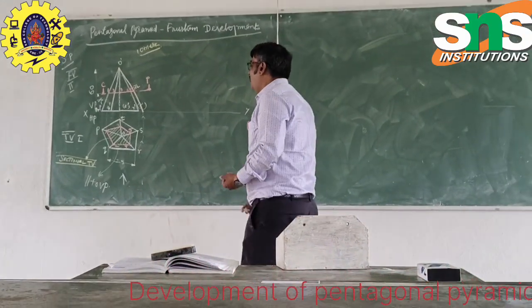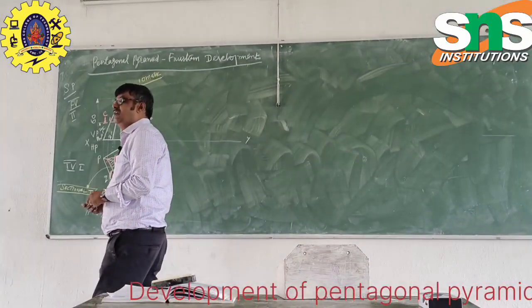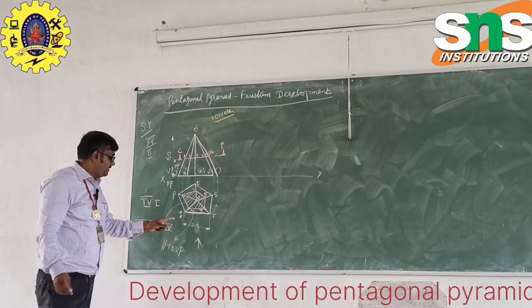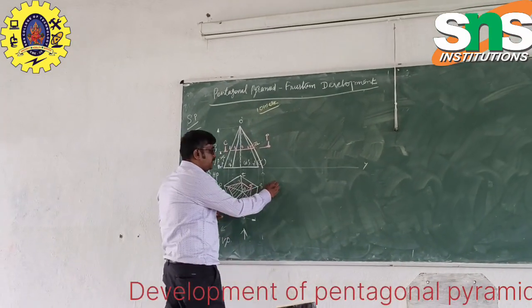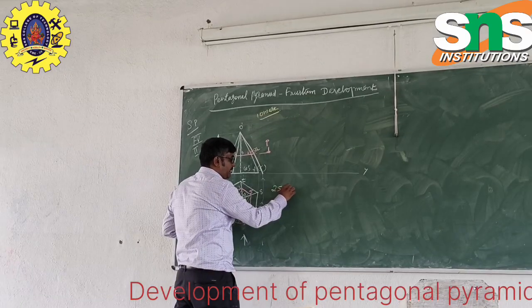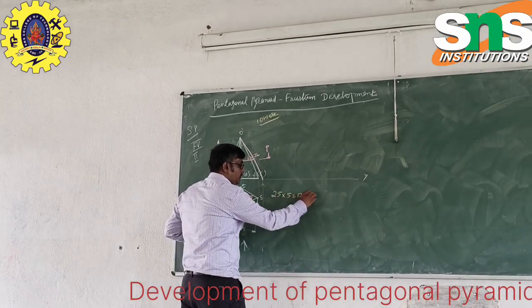Now, let me go for the development. We know 5 sides are there, so each side is 25. 25 into 5 is 125.